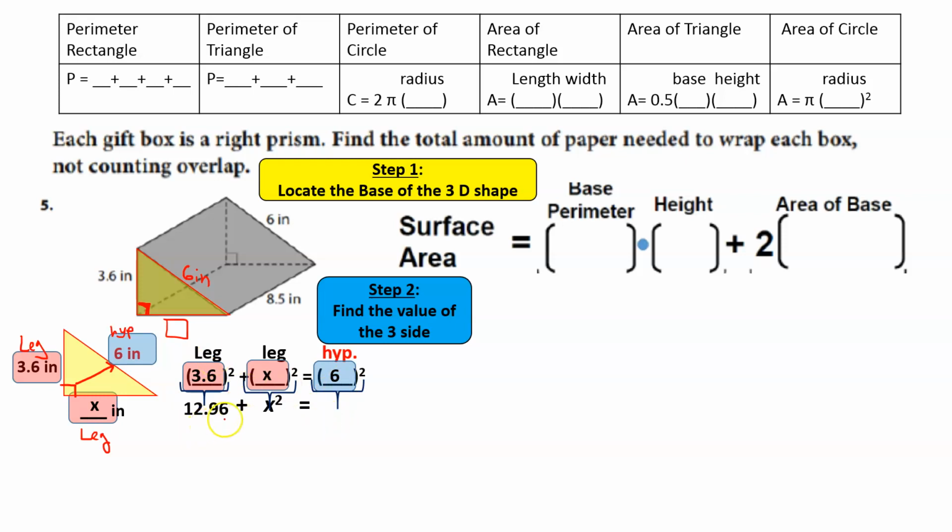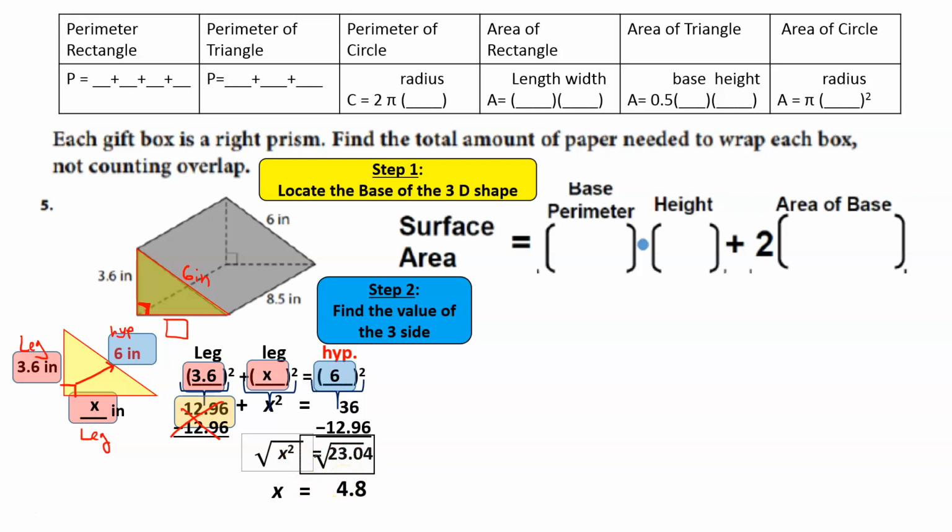Hopefully you got 12.96, 36. What's the opposite of adding? Subtracting. So let's subtract for both sides. And that would cancel out. And I'm left with x squared equals 23 and some change. Let's go ahead and square root both sides. And hopefully you got x equals 4.8.